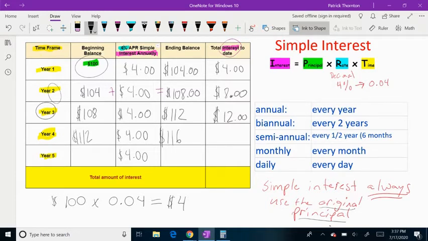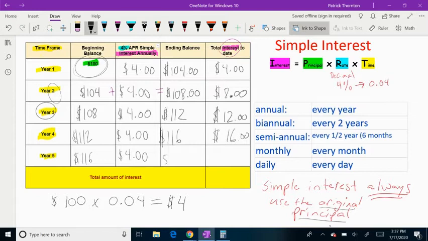And then, how much interest have I earned so far? Well, I've earned $16 in interest. That was money I didn't have before. Year 5, I'm starting with $16 more than I had at the beginning. I have $116 total. That $4 comes because I'm only using the original principal to factor this in.